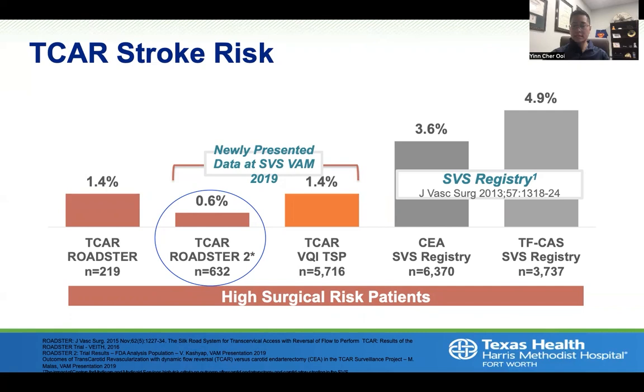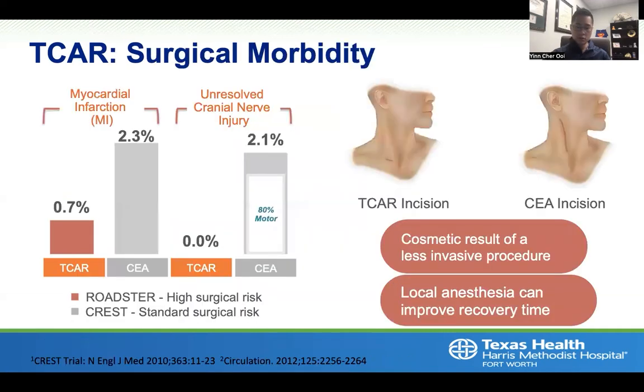Notably, there were a lot of lessons learned in Roadster 1 that were applied in the techniques done in Roadster 2. Equally important to point out is that Roadster 2 also involved new providers, not only seasoned, experienced providers, and they were still able to achieve a low periprocedural stroke risk. This is in comparison with a higher stroke risk in CEA patients and transfemoral CAS with high surgical risk patients. There's an ongoing registry, the Society for Vascular Surgery registry, that tracks patients undergoing TCAR versus CEA versus transfemoral CAS, and by far, TCAR has the lowest periprocedural stroke risk.